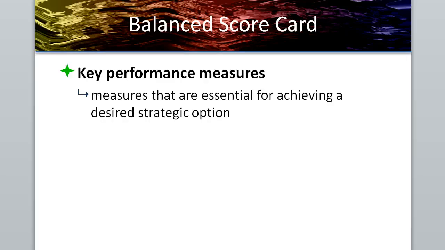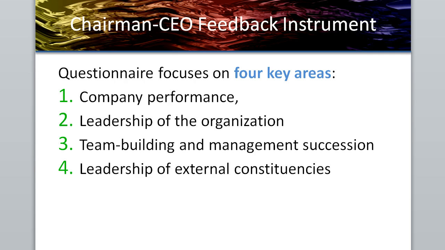Key performance measures, and these are essential for achieving a desired strategic option. In a balanced scorecard, we look at each of these as a key performance measure. And the companies would be the ones who set up and distinguish what key performance measures they want to have on their balanced scorecard. So they construct their own balanced scorecard to their needs. Okay, so having the chairman and the CFO can be instrumental feedback. And what we would want is 4 key areas.